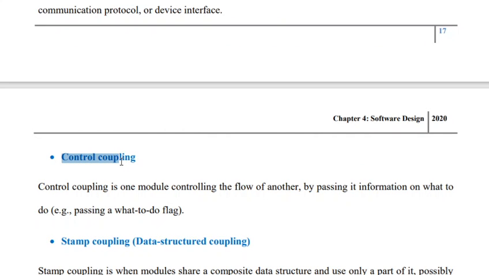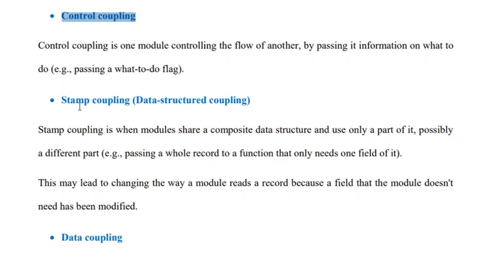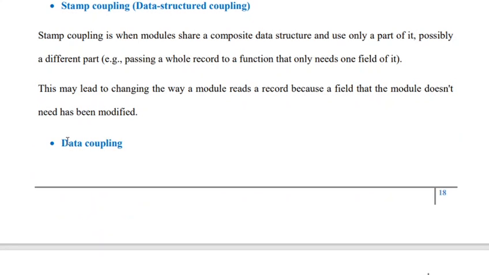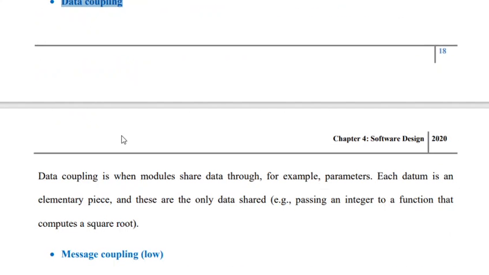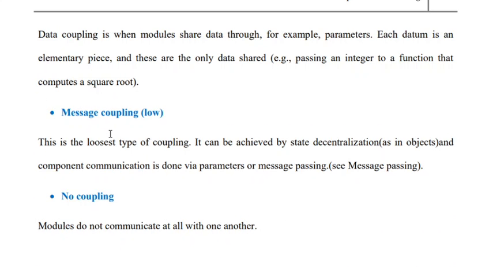Control coupling is dependency between the modules based on a situation where one module controls the flow of execution of another module. Stamp coupling refers to a situation where one module depends upon another module for a composite data item like an array. A data coupling refers to a situation where one module depends upon another module for a simple data item, right? Again, like an integer variable, integer value. Now, message coupling, this is a type of coupling where the modules interact with each other by passing messages, right? Again, no coupling, there is no dependency.